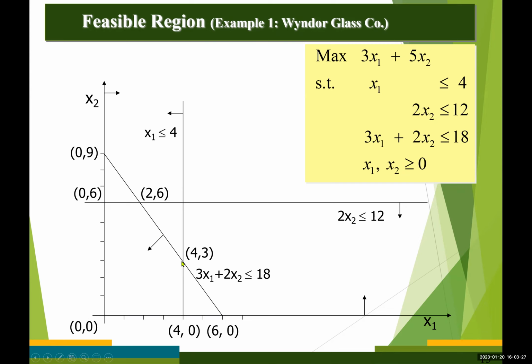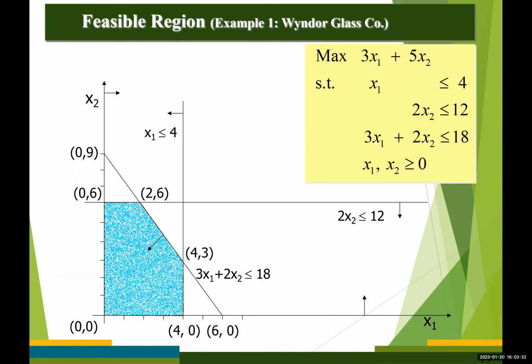So we know that this origin is one of the feasible points. The resulting region of permissible values of x1 and x2 is called the feasible region, okay?